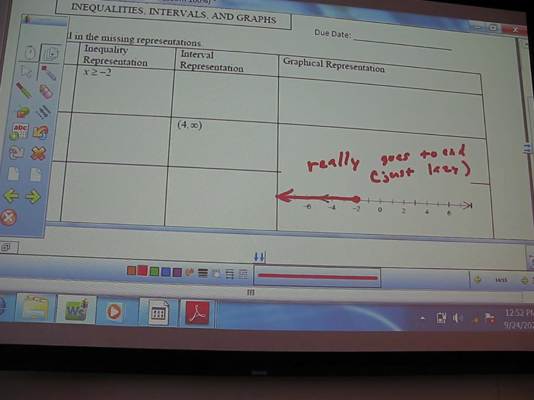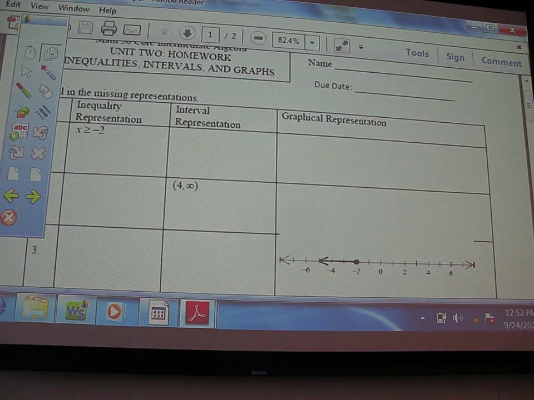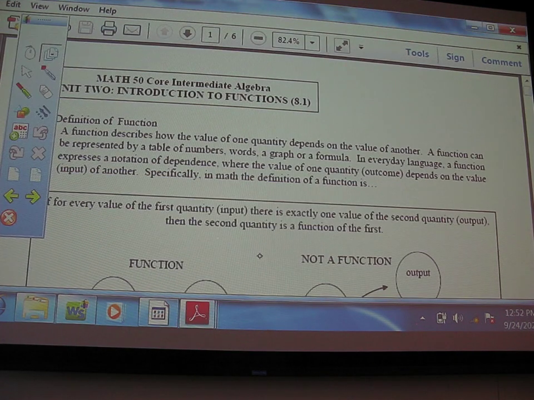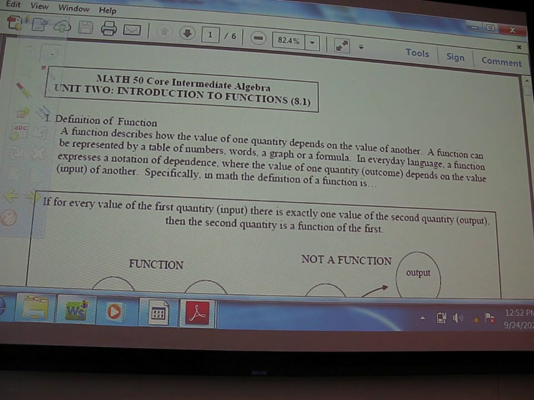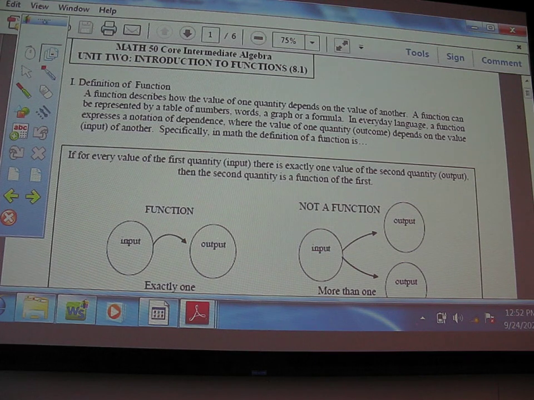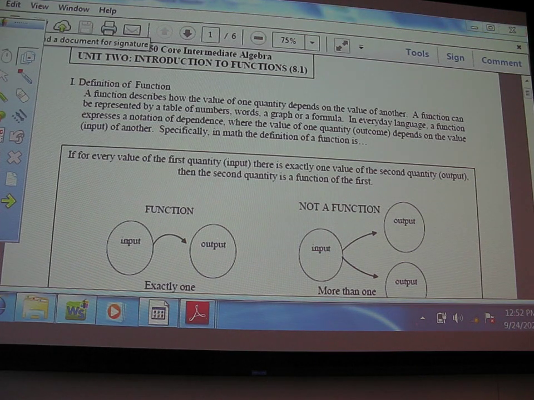So we're going to hop into this one, definition of a function. Let me just check this and see how far I can go with this. Okay. So first off, let's get a reader.